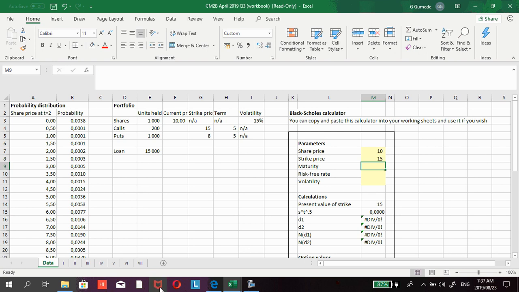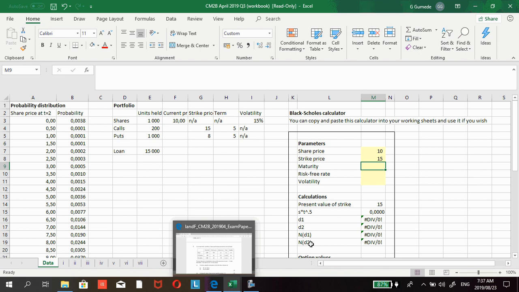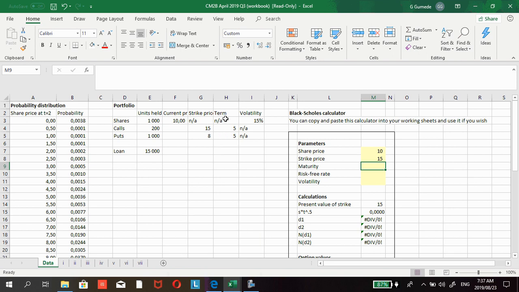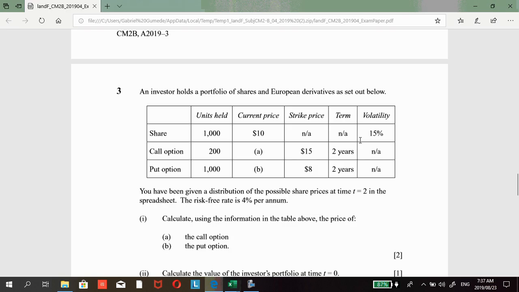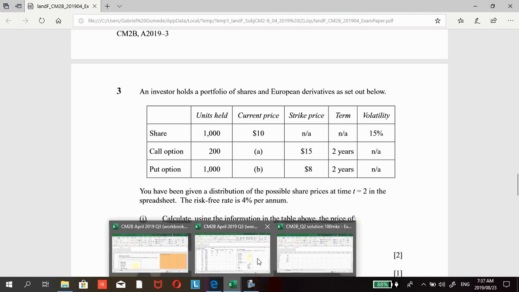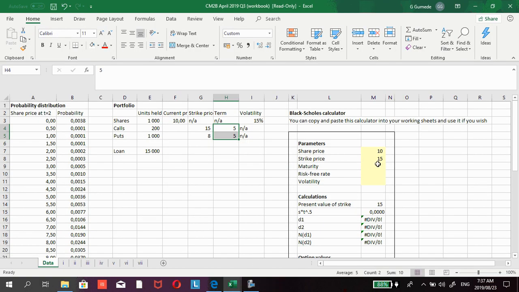And the maturity time for the call option is 2. But don't be confused, you are given 5 here. You were given marks if you use 5 and if you use 2. I think it was a typo, because here they say the term is 2, but in the spreadsheet they say the term is 5. So I'm going to use 2, since that is the value that was given in the question.